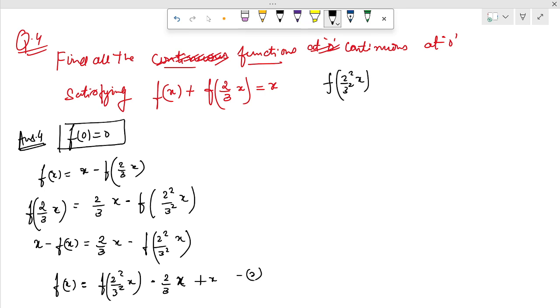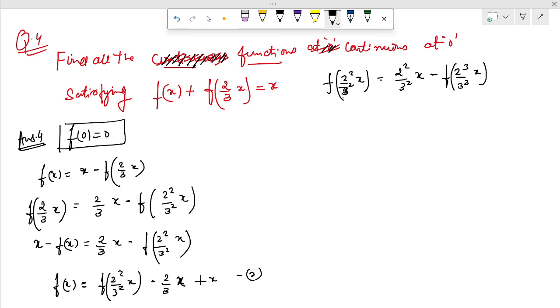If I put here 2 upon 3x, this will be f of 2 square upon 3 square x, because this is true for all real numbers. So if x is real, then 2 upon 3 times x is also real. So instead of x, if I place 2 upon 3x, this will give me 2 square upon 3 square x minus f of 2 cube upon 3 cube x.